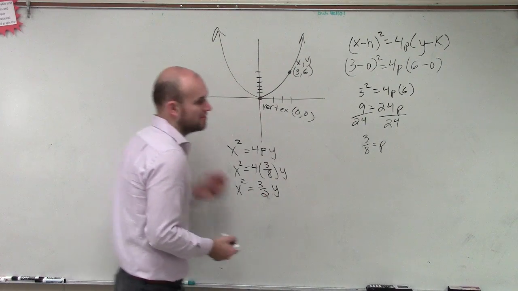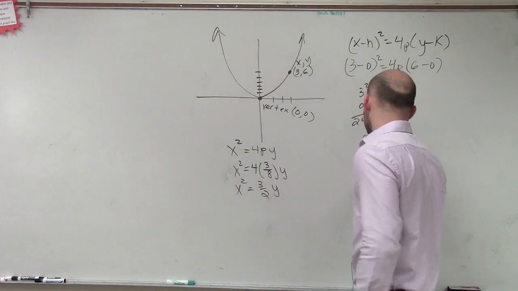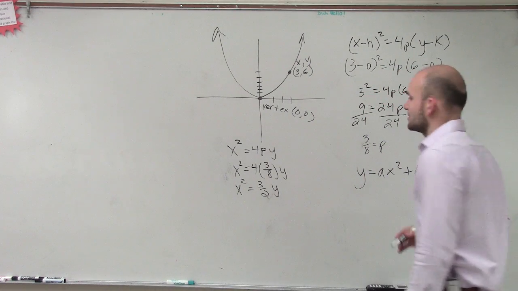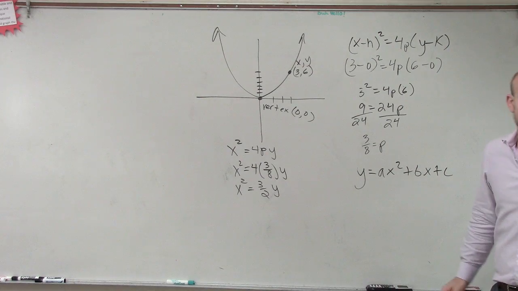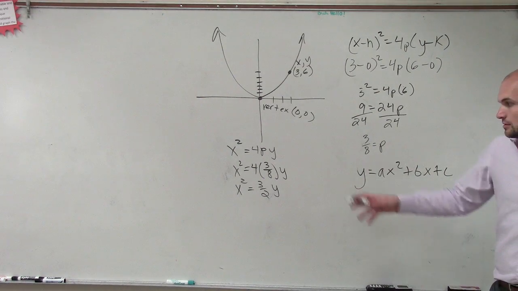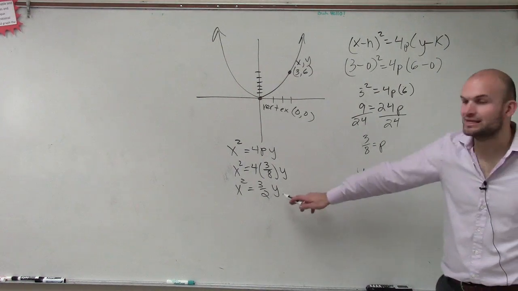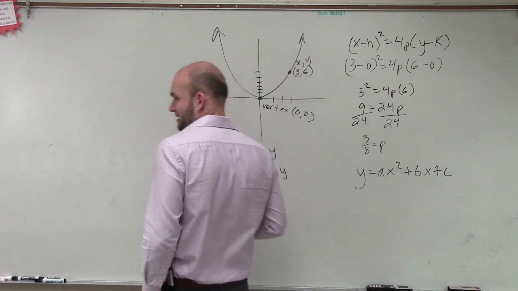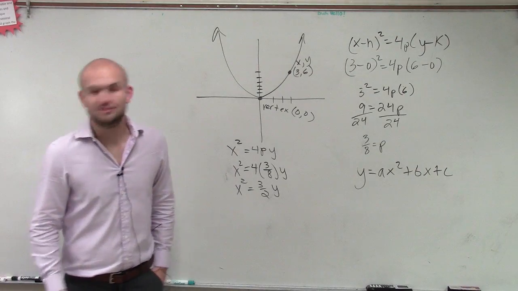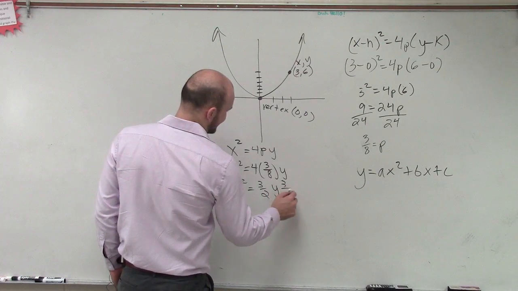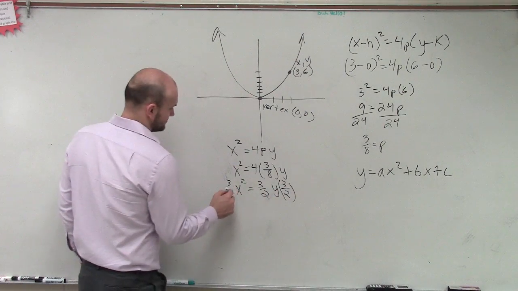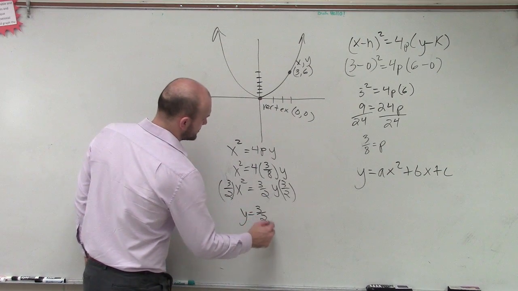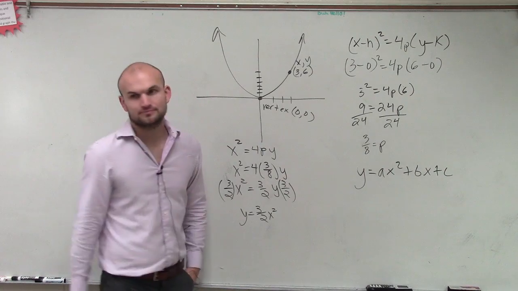And then remember, when we're talking about standard form, it is y equals ax squared plus bx plus c. So am I solving for y or for x? For y, right? So that means I need to get rid of multiplying by 3/2. So to do that, I can multiply by the reciprocal. All right. Look at that. So therefore, my final answer is y equals 2/3 x squared.